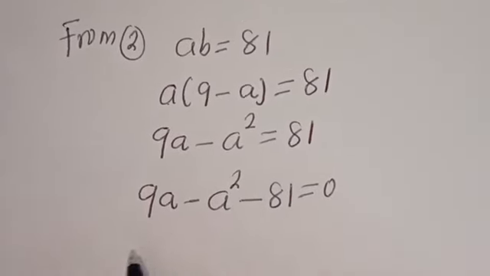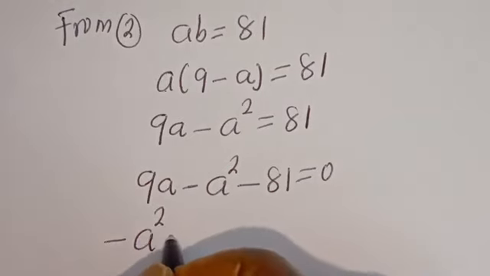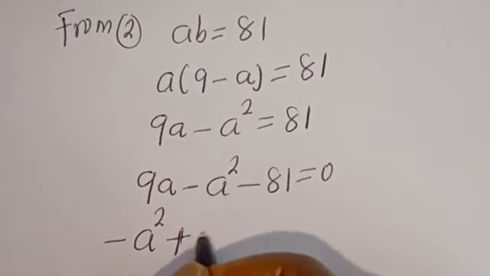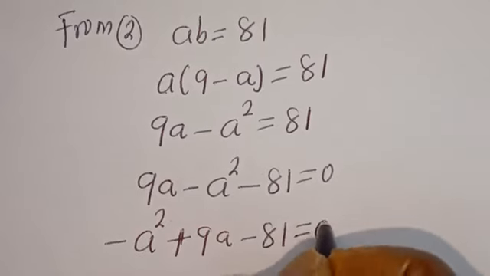Let's write this equation in standard form. We have minus a square plus 9a minus 81 is equal to 0.